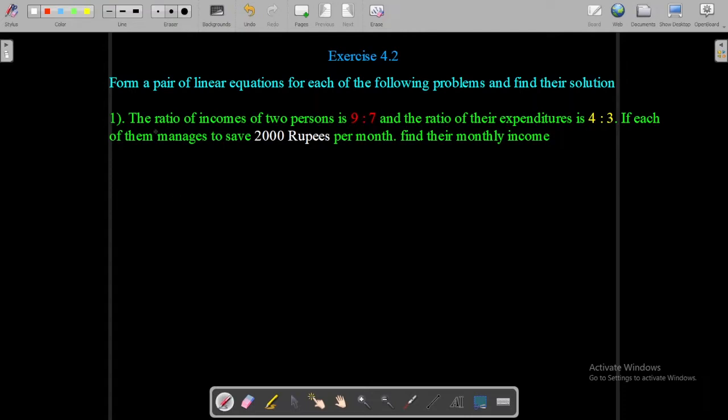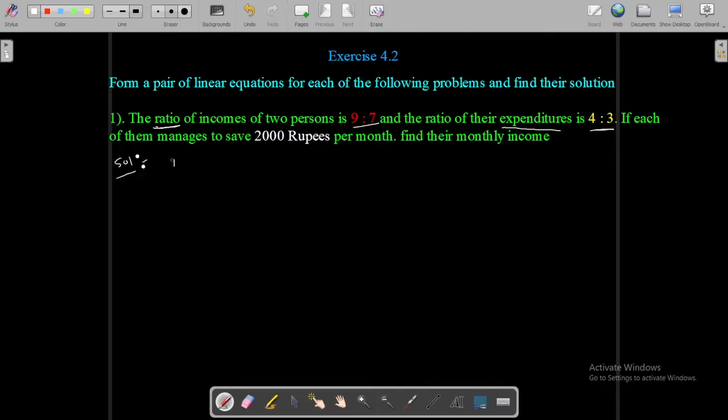Here the problem says that the ratio of incomes, basically this is related to ratio. The ratio of incomes of two persons is 9:7, and their expenditures are in the ratio 4:3. If each of them manages to save 2000 rupees per month, find their monthly income. So here we have to find out the monthly income. Now let us see the solution.